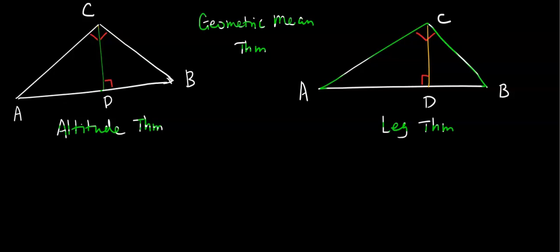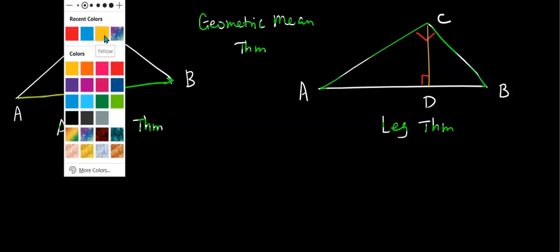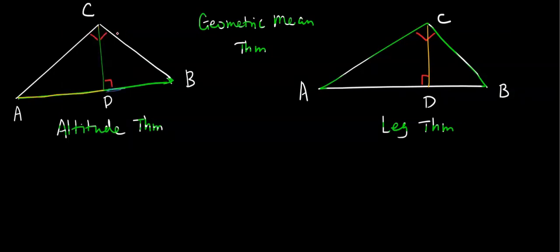Okay, let's look at the altitude theorem. It says in a right triangle, the altitude, in this example CD, from the right angle ACB to the hypotenuse AB divided the hypotenuse into two segments. Let's give it a different color. We have segment AD, that is yellow, and segment BD, let's choose a different color. That is a pretty color. Okay, so we have two segments.